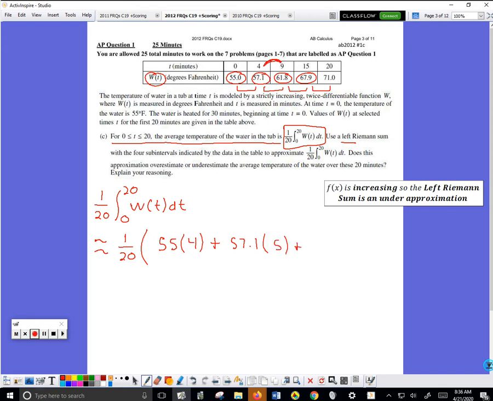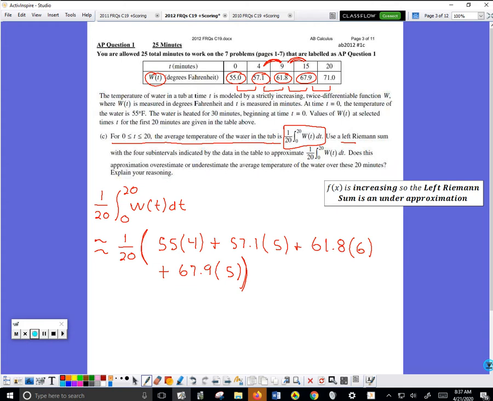plus 61.8 times the dt for this subinterval, which is 6, plus, wait a minute, yeah, 67.9 now, times the dt for this subinterval, which is 5 again. Make sure I have the big closing parenthesis here to go with this one.